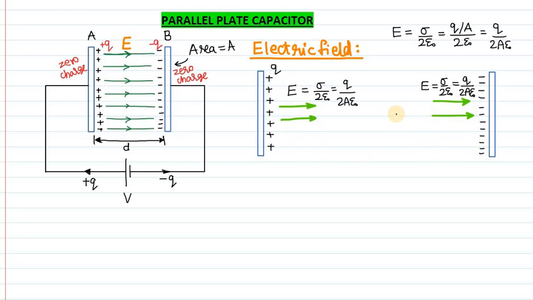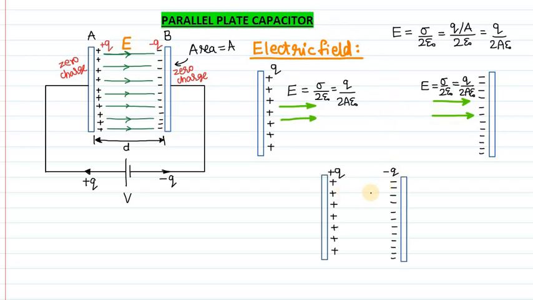But when you make the plates closer to each other, then the electric fields due to each plate will get added up. This is the electric field due to the positive plate, and this is the electric field due to the negative plate. Both of them will get added up together. So electric field due to the positive plate is sigma by 2 epsilon naught, and electric field due to the negative plate is also sigma by 2 epsilon naught.